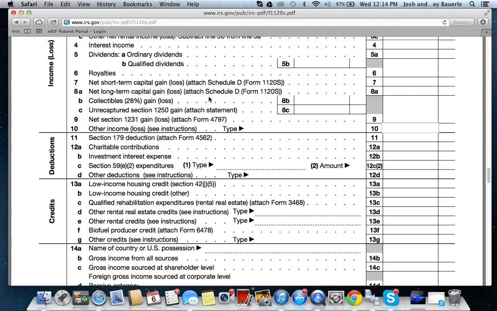Okay, section 179 deduction. So this is a form of depreciation, accelerated depreciation. It's something, again, you don't want to do yourself. So we're going to say nothing. Assuming that you're filling this out yourself, you're not going to have anything.